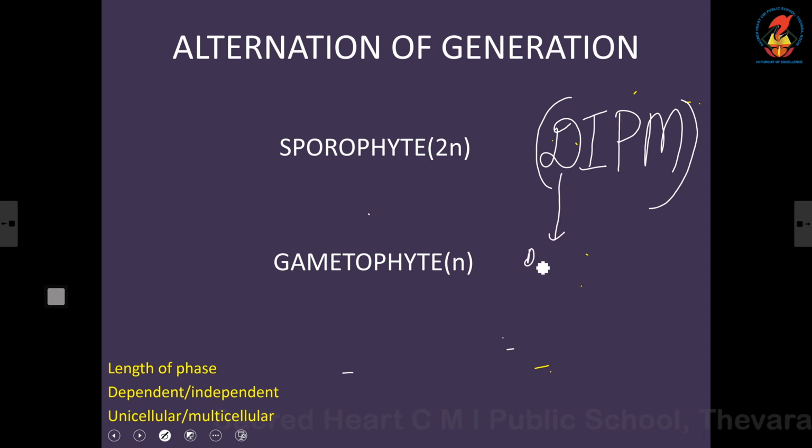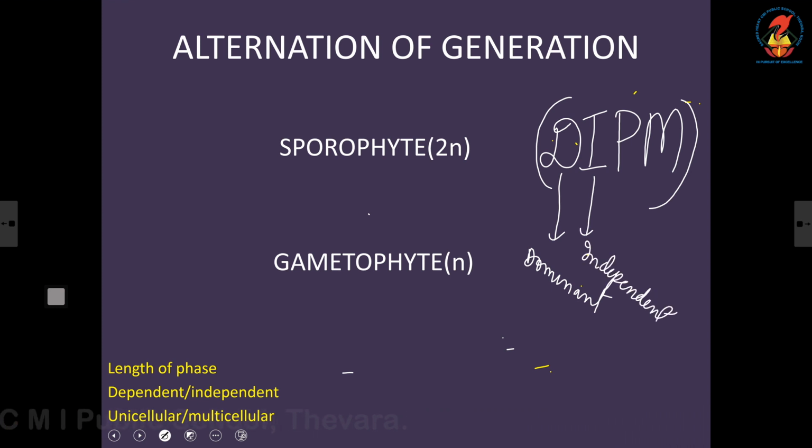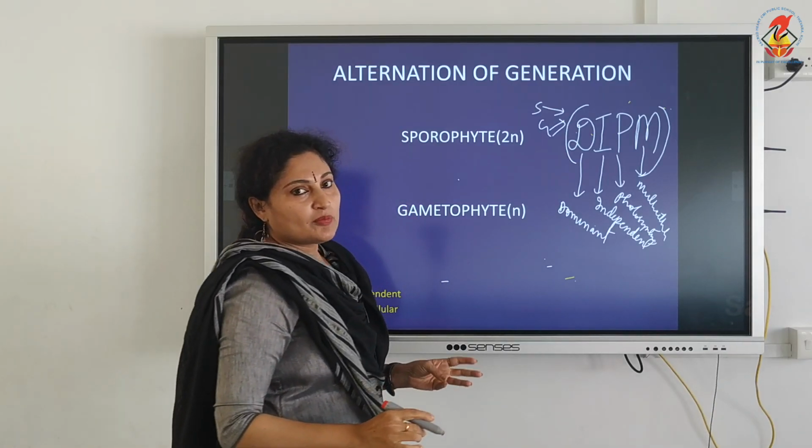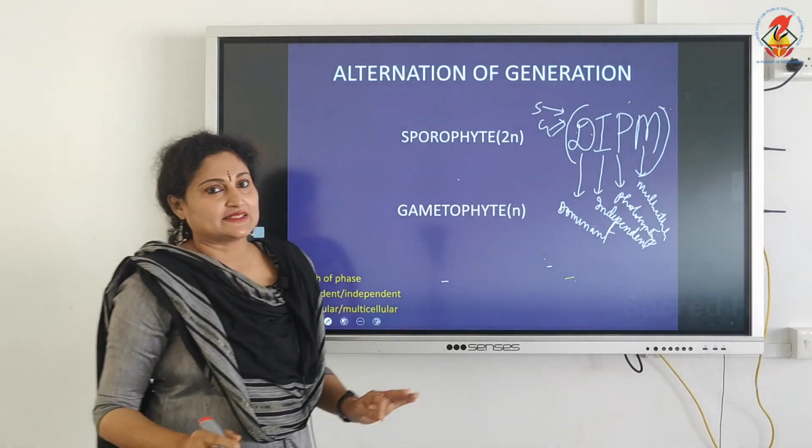D stands for dominant, I stands for independent, P stands for photosynthetic, and M stands for multicellular. So one of the phases, it can be sporophyte or gametophyte, one of the phases will be DIPM: dominant, independent, photosynthetic and multicellular.